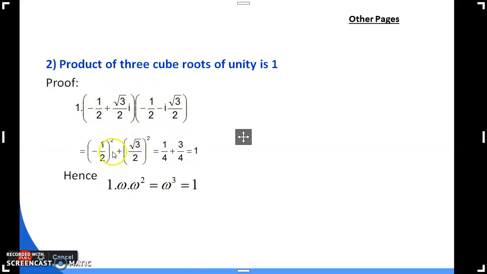Here the sign is minus, and why am I writing plus? Because b squared means b is root 3i by 2. Its square is root 3 by 2 whole squared into i squared. So i squared equals minus 1, and minus and minus will become plus. So that equals 1 by 4 plus 3 by 4 equal to 1. Hence the product of three cube roots of unity is equal to 1. That means 1 into omega into omega square, omega cubed, equals 1.